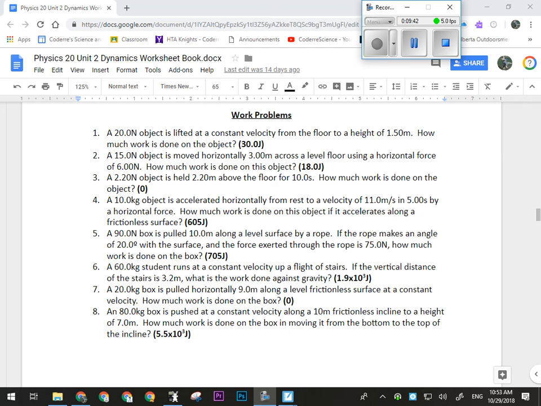And then for number 4, that one is one of those net force is what changes the kinetic energy of an object questions, and we talked about that on Thursday. We have a 10 kilogram object. We can accelerate it from rest to 11 in 5 seconds, so we can calculate its acceleration. The net force would be mass times acceleration, times distance. That would give us our work done in that one.